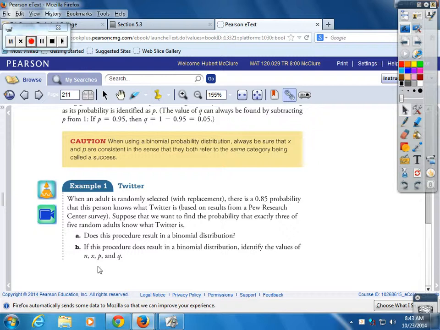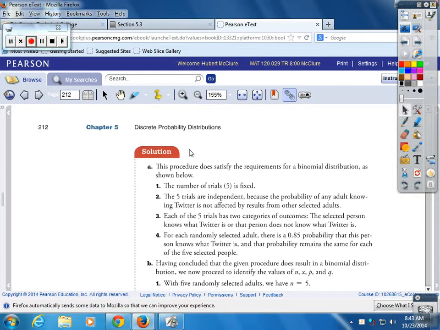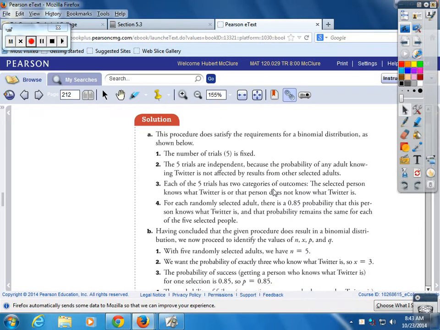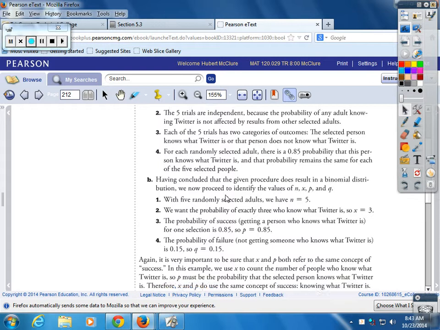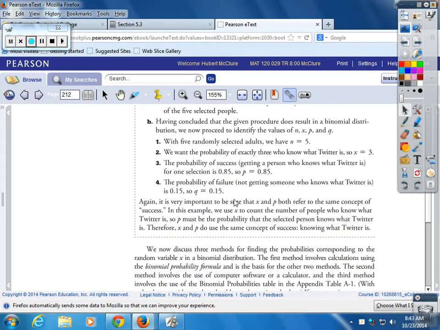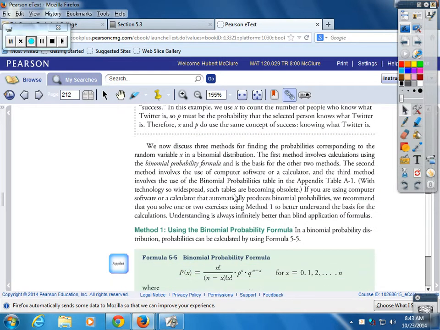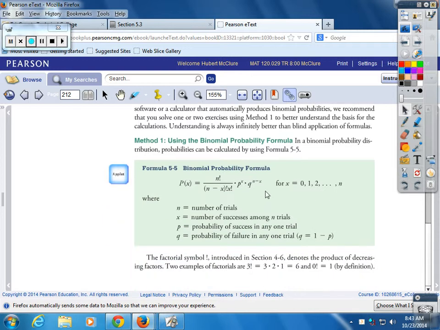And this procedure does result in a binomial distribution. Identify the values. We already did that. N is 5, X is 3, P is 0.85 and Q is 0.15. So the math is not that difficult. And then you're going to plug it into the formula later on. And they haven't given you the probability formula until we get here. And there it is. Write it down.